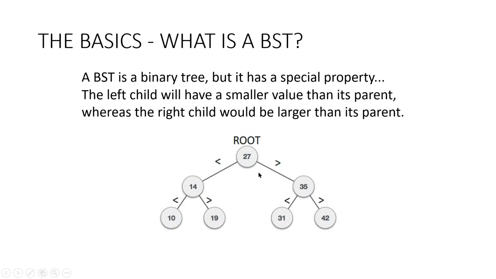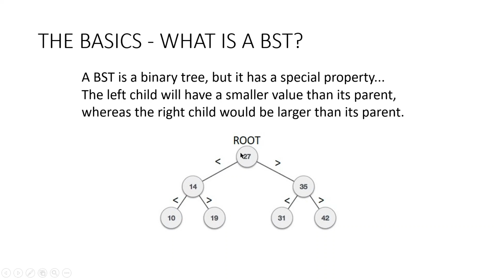So what is a binary search tree? A binary search tree is a binary tree, which means that it has two children, but it has a special property. The left child would always have a smaller value than its parent, whereas the right child would always have a larger value than its parent.